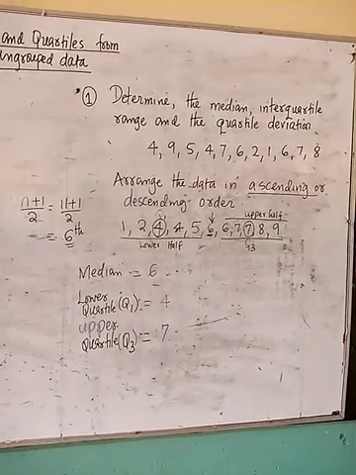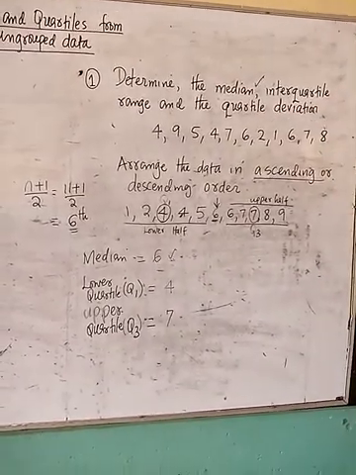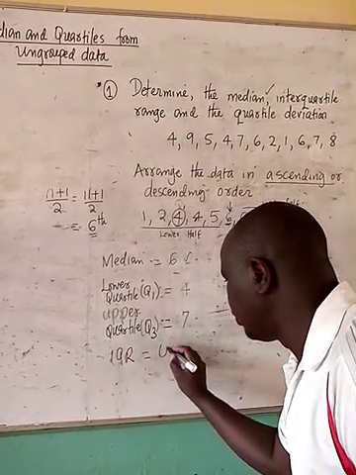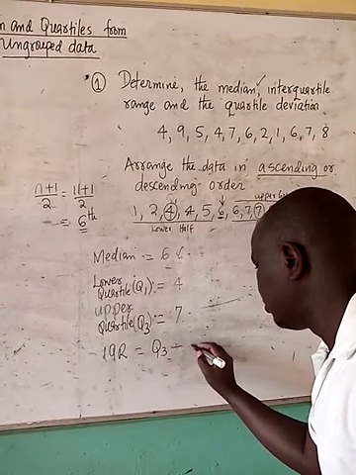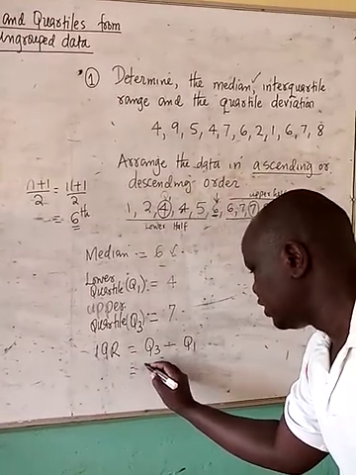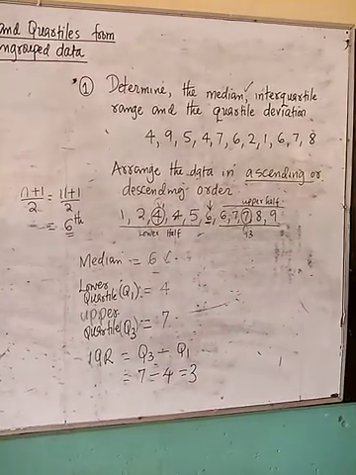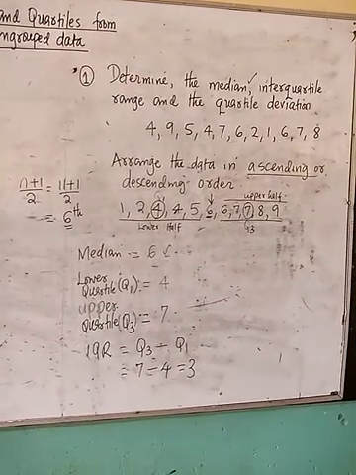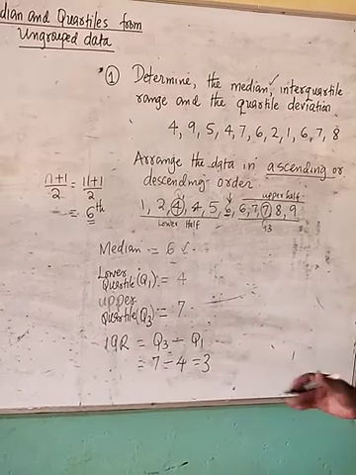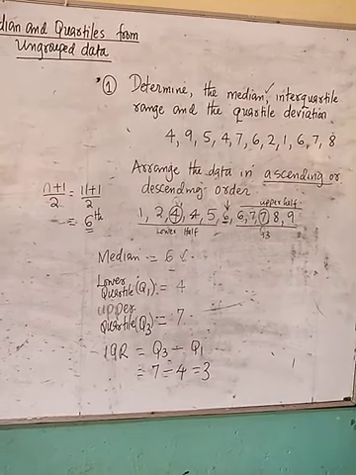So the question was asking us for the median, which we have already got. Interquartile range. Interquartile range is Q3, the upper quartile, minus Q1, the lower quartile. So this is 7 minus 4, which is 3. You can see it is simple calculation, although it is a challenge to a number of students. That is the interquartile range. 7 minus 4 giving us 3. You can see so far no calculation has been done.